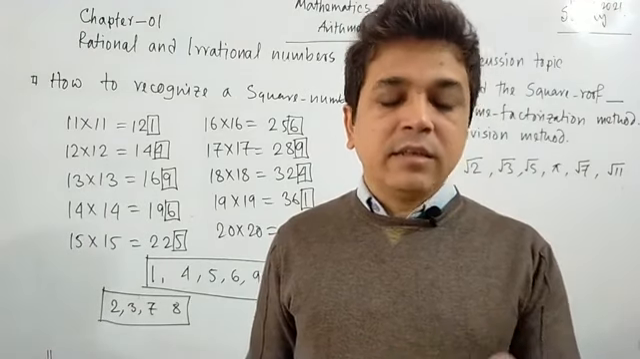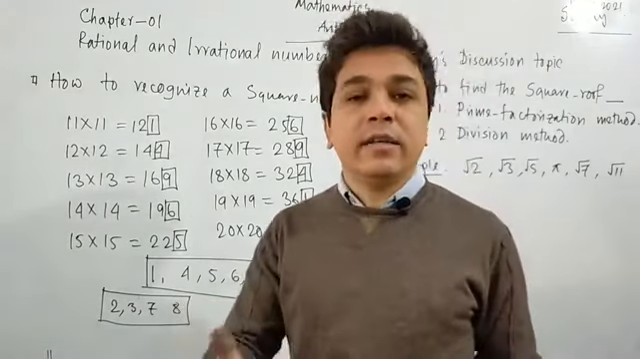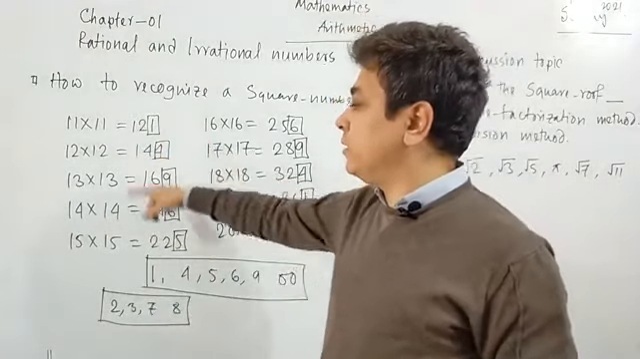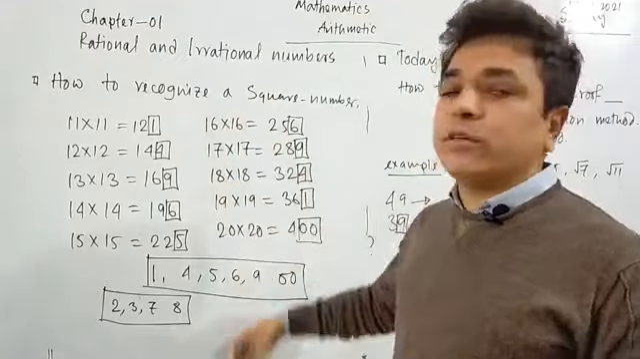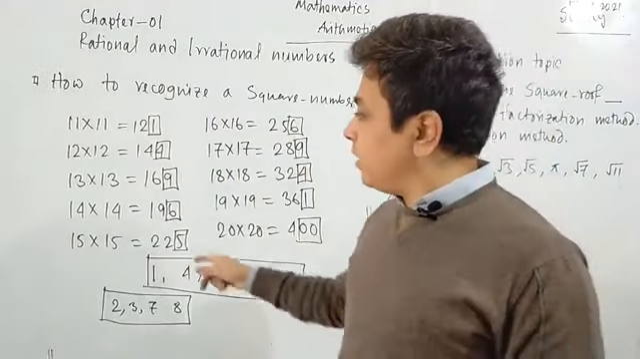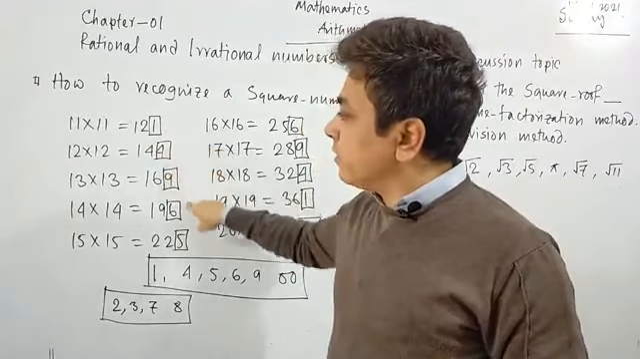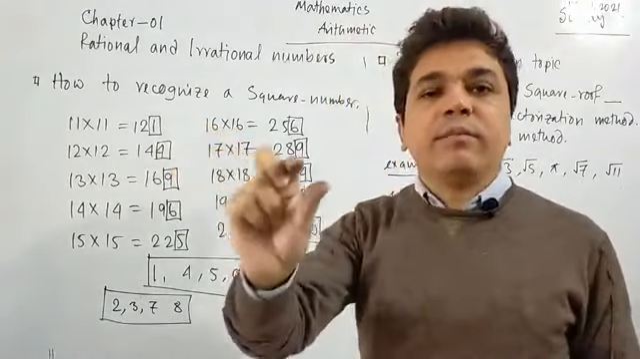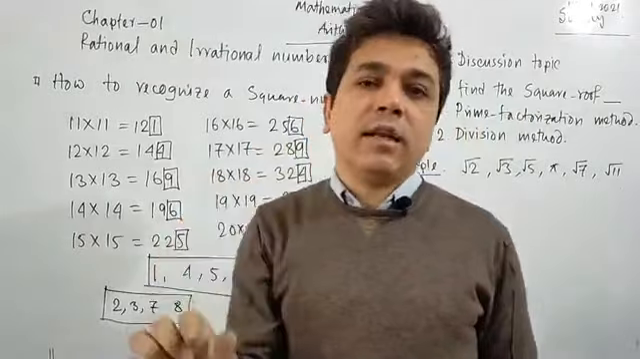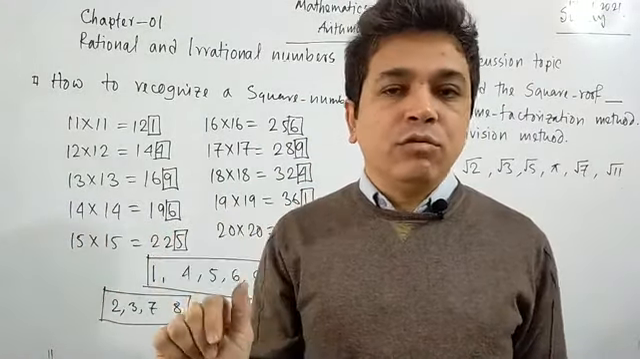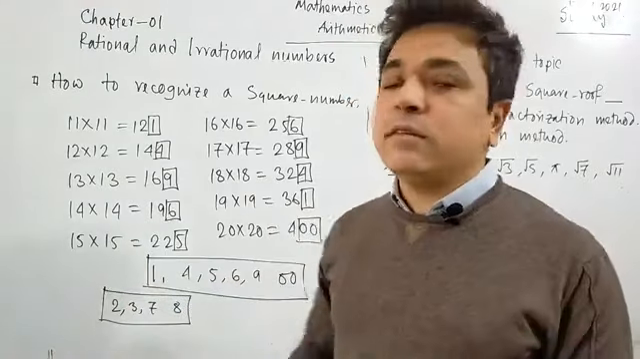Okay, understand the identification, how to identify a square number. So look at what I have written, these 10 numbers 11 to 20. Why have I written them? Because I have to show you. Every single number has a last digit, of course. If I tell you 22, the last digit is 2. If I tell you 11, the last digit is 1.